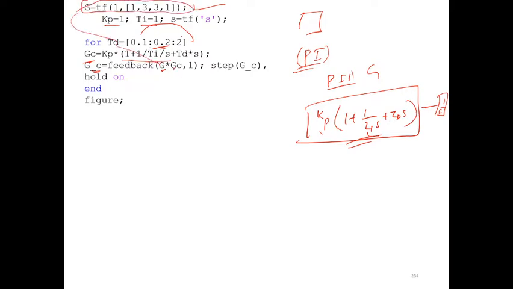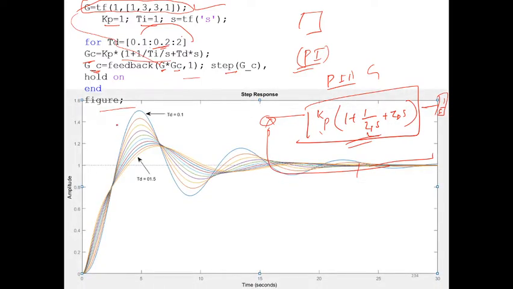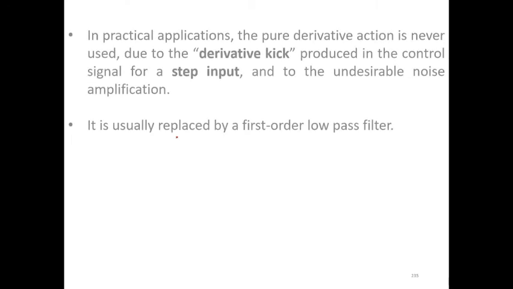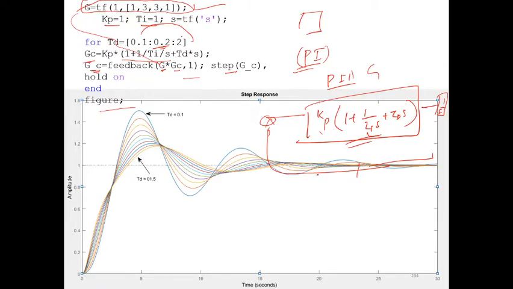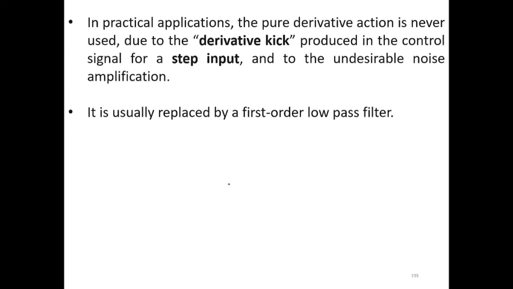G is already defined here, we just put it here, G into Gc, with 1 in the feedback. One is the unity feedback, so we have taken one in the unity feedback system, taken the step response, and held all these pictures and figures. You can see the result: as the tau d value increases, the response comes like this. It means you can choose the best response by choosing the optimal value of this parameter. You can set it from this picture.